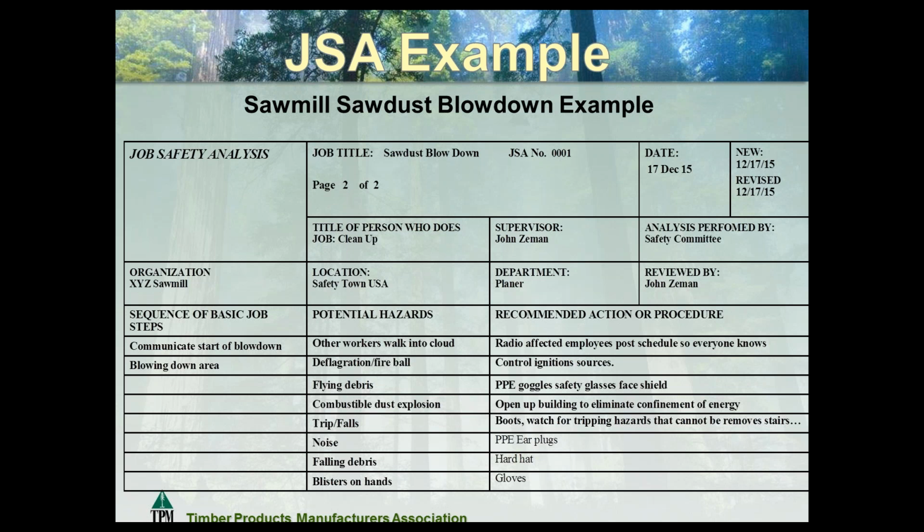And then finally we get to the job itself, the actual work that we're going to do, and that's blowing down the area. What hazards are involved with blowing down? Well, deflagration, a fireball. We're blowing all that dust up in the air, and if it's at a high enough concentration, the particle size is small enough, and the dust is dry enough, below 25%, we can have ourselves a deflagration, which is a fancy word for fireball, throughout our sawmill.